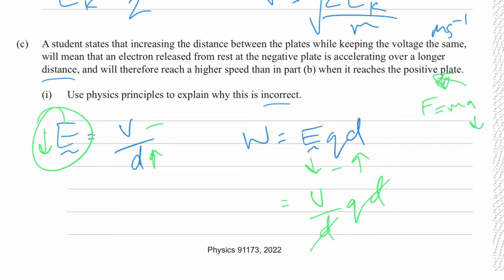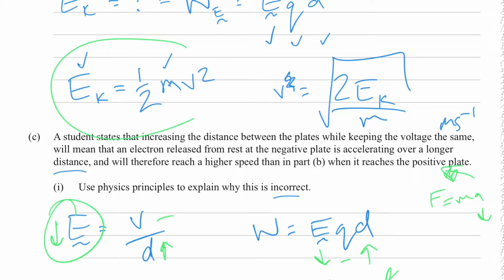So if the same work is done, excuse the noise of kids in the background, then you're going to have the same final velocity, because the same work will mean you have the same kinetic energy gained. So regardless of any other changes, your velocity is going to end up being the same.